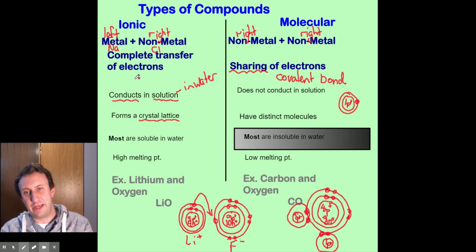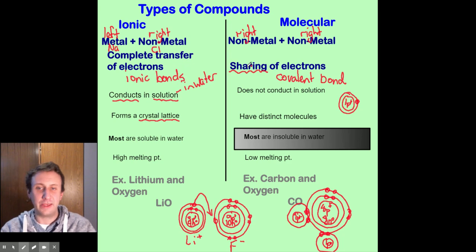I should have said that in ionic, I have what's called ionic bonds. So by transferring the electrons and having oppositely charged ions, that's called an ionic bond, the attraction between those ions. So molecular, I have sharing of electrons, that is a covalent bond.